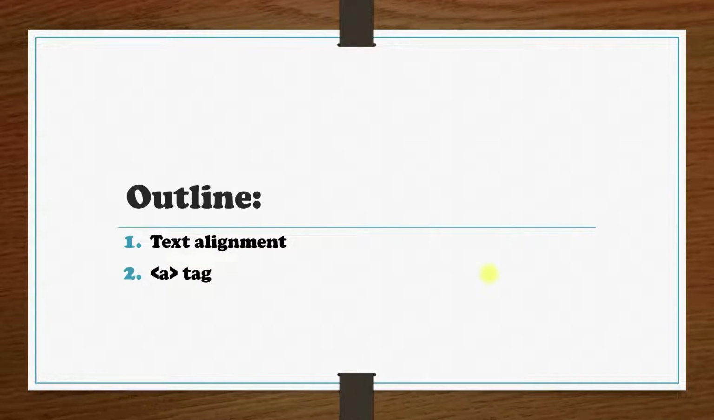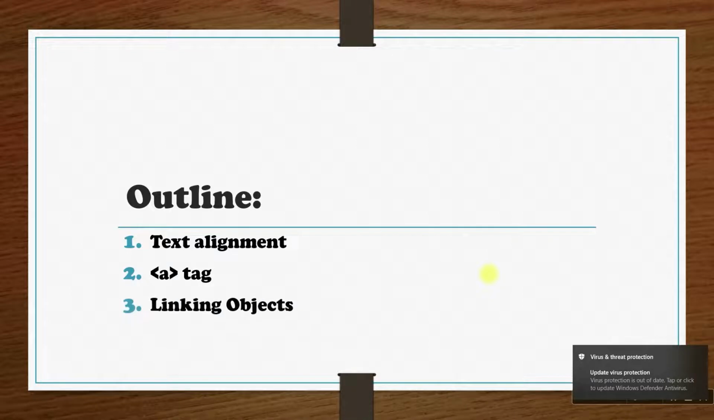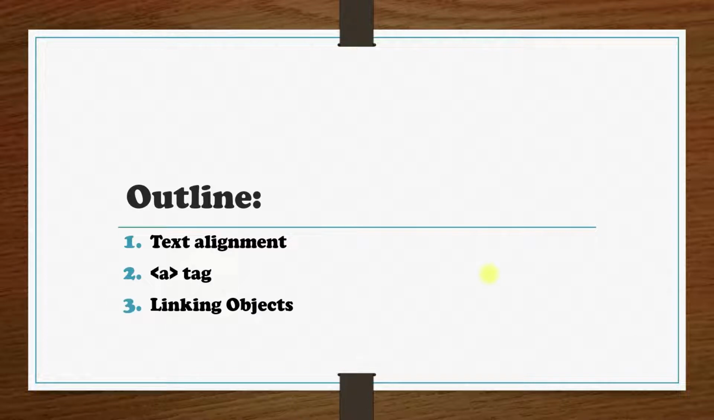Second, we are going to study the a tag and get more familiar with it, what it does, what it doesn't do. And third, we are going to understand linking objects to each other. We are going to make different objects and then link them to each other. And we work on an example, and practically I will show you all the concepts of today's lesson and the usage of them.